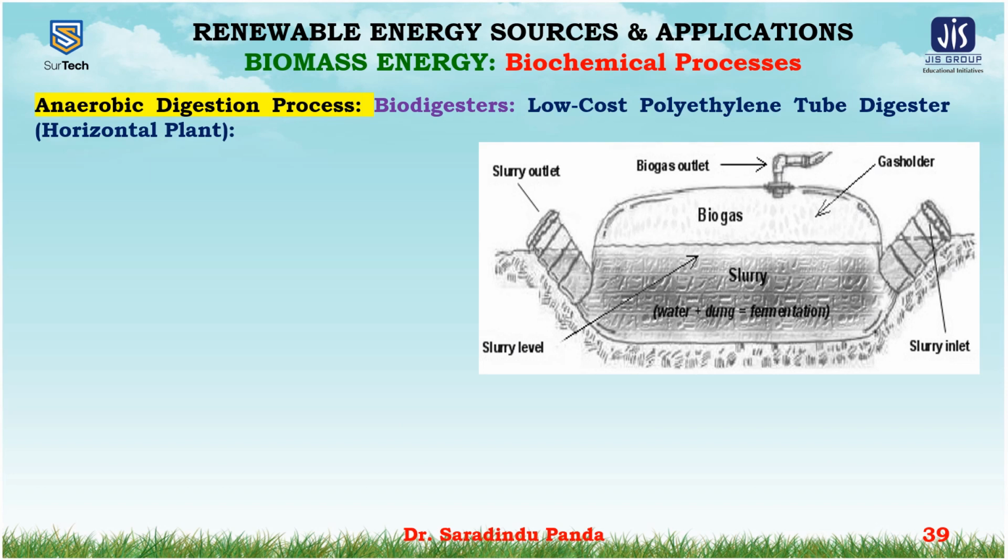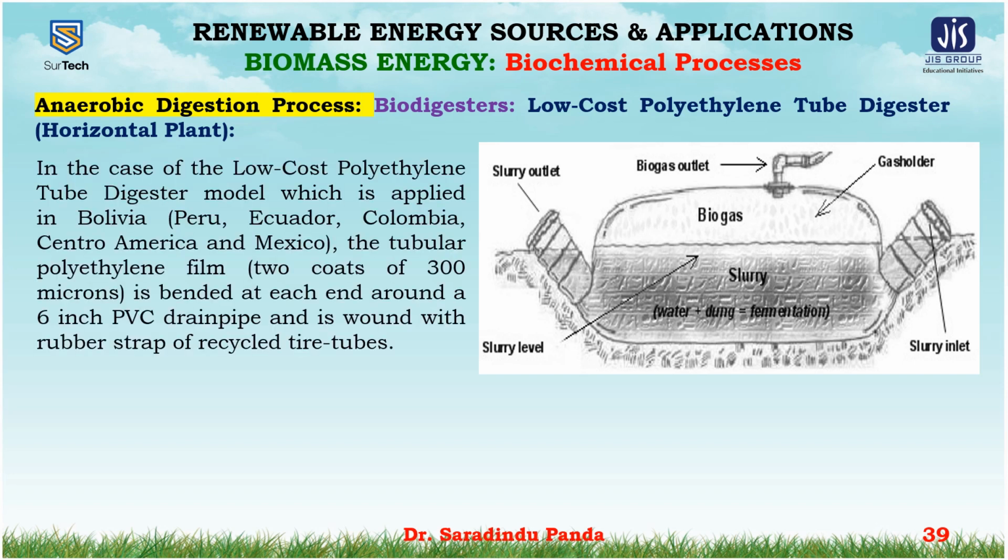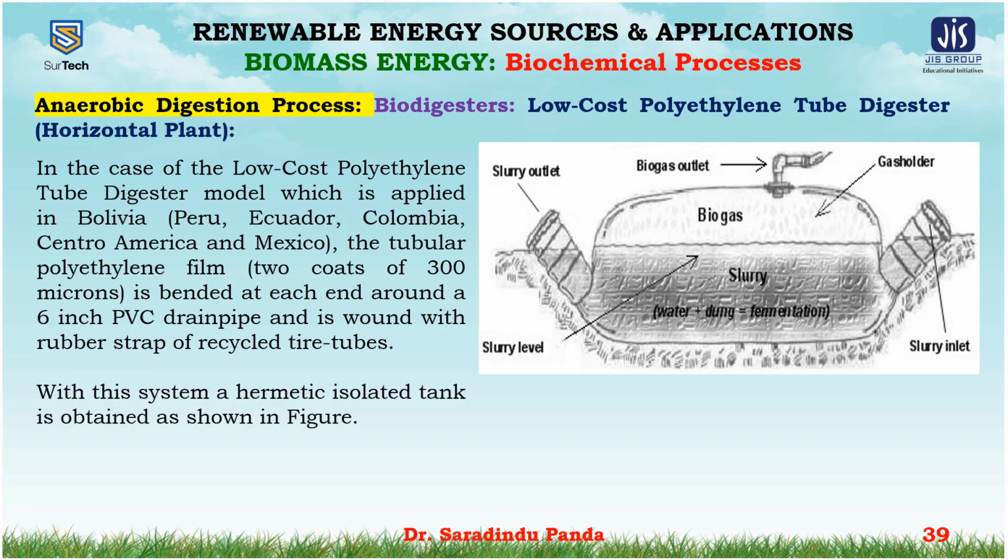The low-cost polythene tube digester, that is called the horizontal plant, as shown in the figure. In the case of the low-cost polyethylene tube digester model, which is applied in Bolivia, the tubular polyethylene film, 2 coat of 300 microns, is bended at each end around a 6-inch PVC drain pipe and is wound with a rubber strap of recycled tire tubes. With this system, a hermetic isolated tank is obtained as shown in the figure.